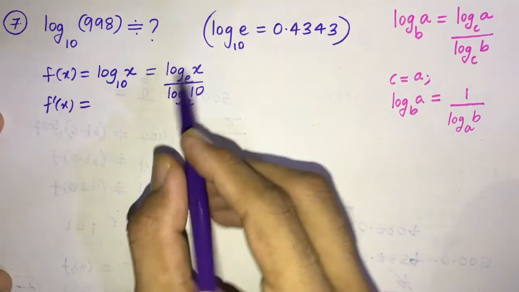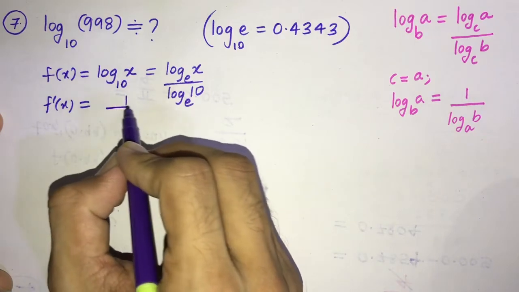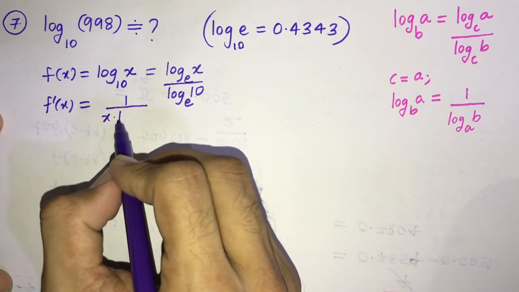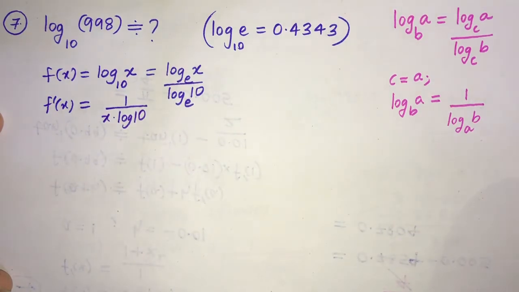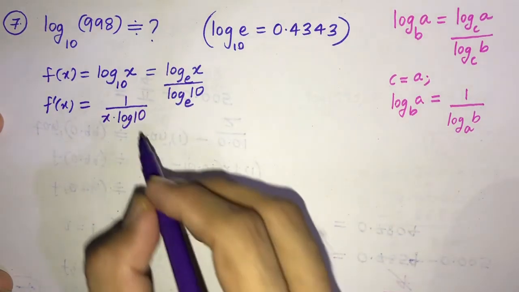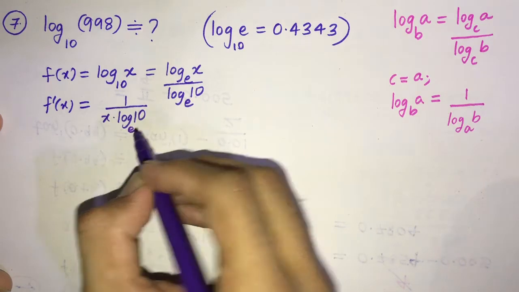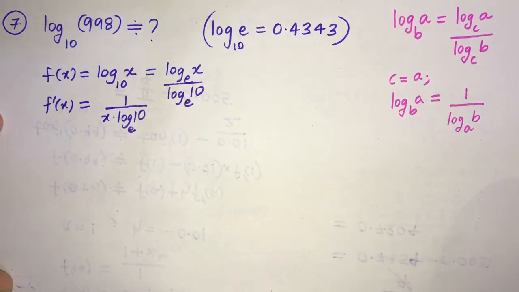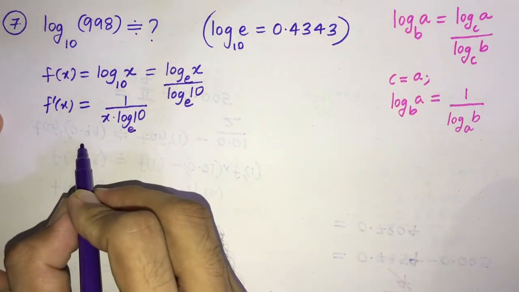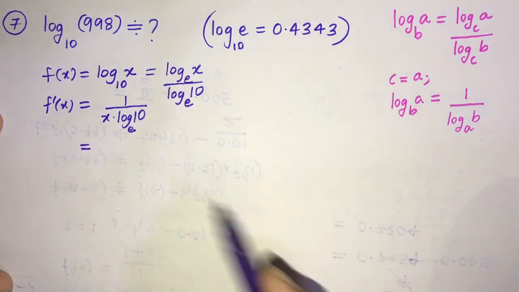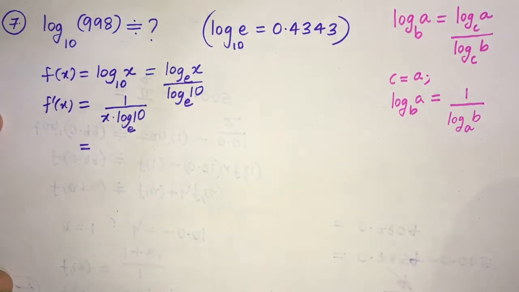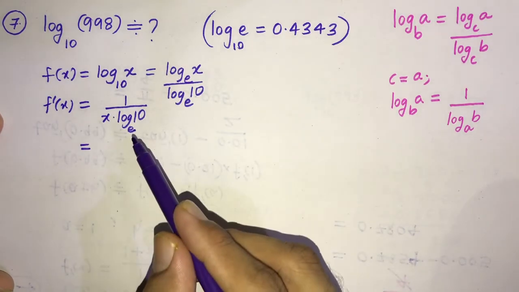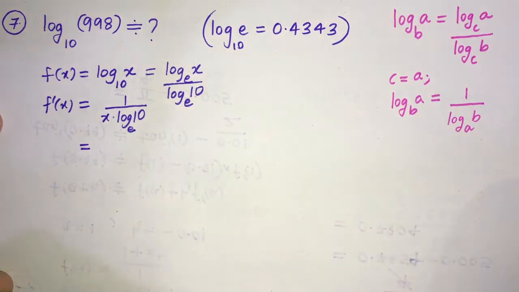Okay, then I differentiate this. What I get is 1 by x log 10. It is 1 by x log 10 to the base e, I would say. But that is what we are seeing here. We have log 10 to the base e, and the reciprocal is log e to the base 10.